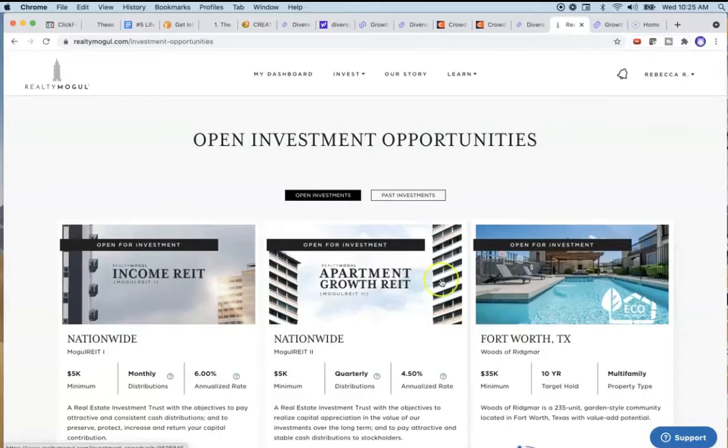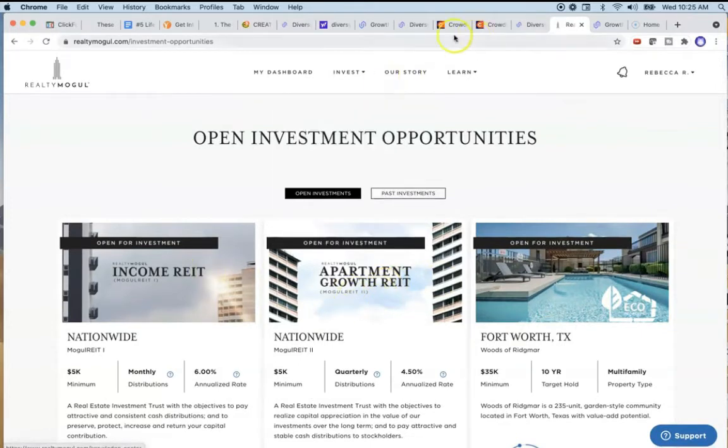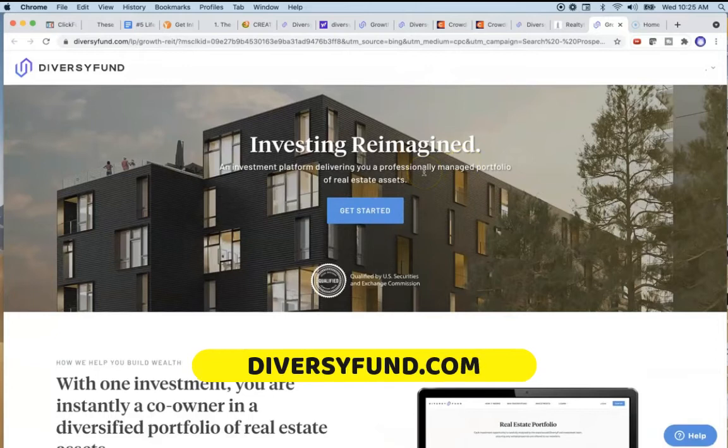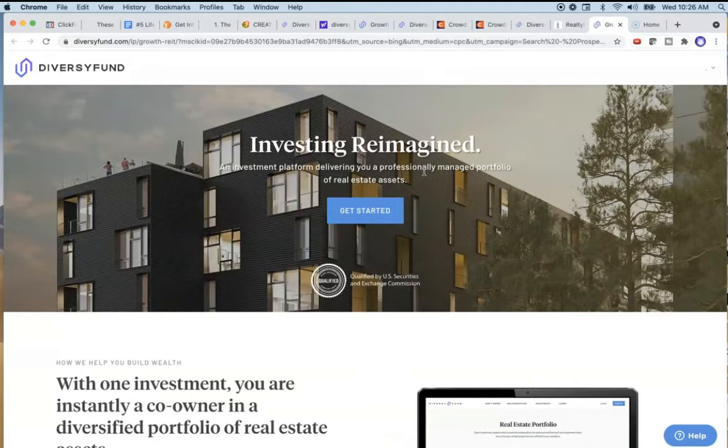All right, so this is RealtyMogul, and I want to look at DiversyFund. DiversyFund doesn't offer individual offerings for accredited investors. They only are a fund, a REIT, invested in multifamily for accredited and non-accredited.